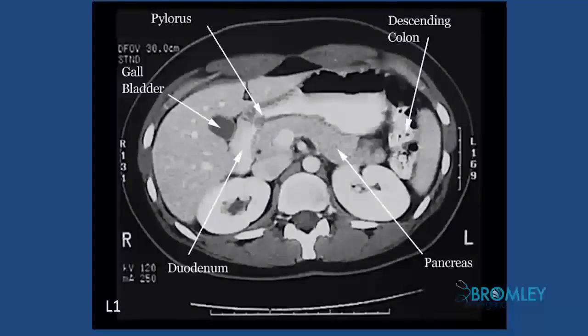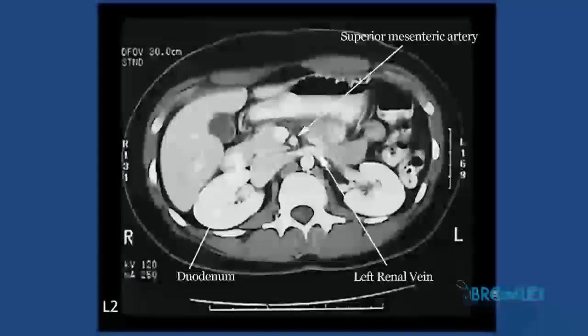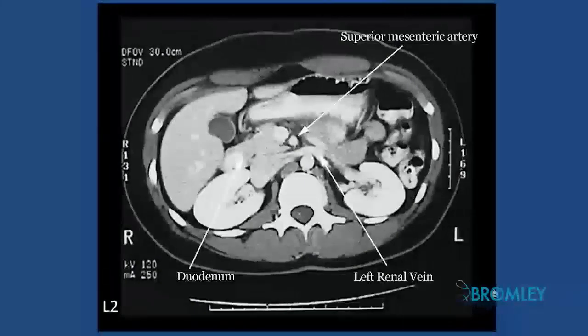We've still just got a little bit of spleen, but as we go to L2, the spleen has gone. We've got both the kidneys, and between L1 and L2, we've got the vessels for the kidneys. So here we can see the left renal vein arching over the aorta, and the branches of the renal arteries at a similar level.